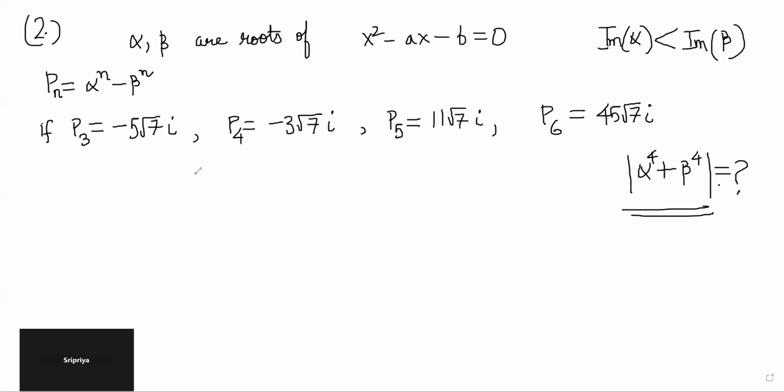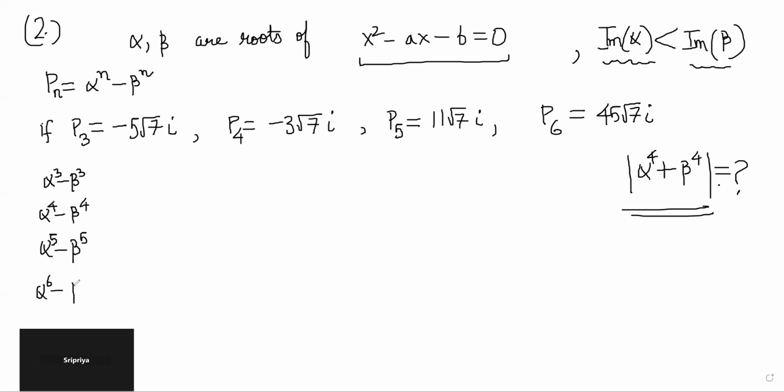Okay. Alpha and beta are roots of this equation, and the imaginary part of alpha is less than the imaginary part of beta. So the roots are going to be complex. The imaginary parts of alpha and beta have this inequality, and they have given you basically the values of alpha cube minus beta cube, alpha power 4 minus beta power 4, alpha power 5 minus beta power 5, and alpha power 6 minus beta power 6.